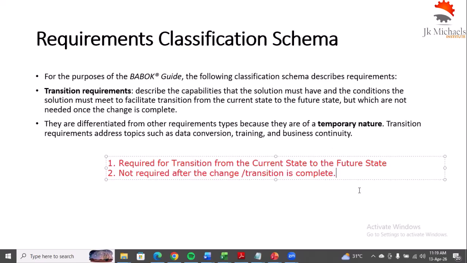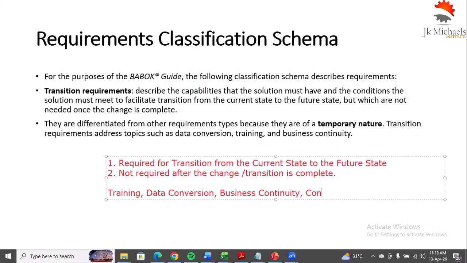Transition requirements will address things like training needs, data conversion needs. For instance, wanting to convert data from one form to another, data conversion, business continuity. Sometimes the use of consulting, right?